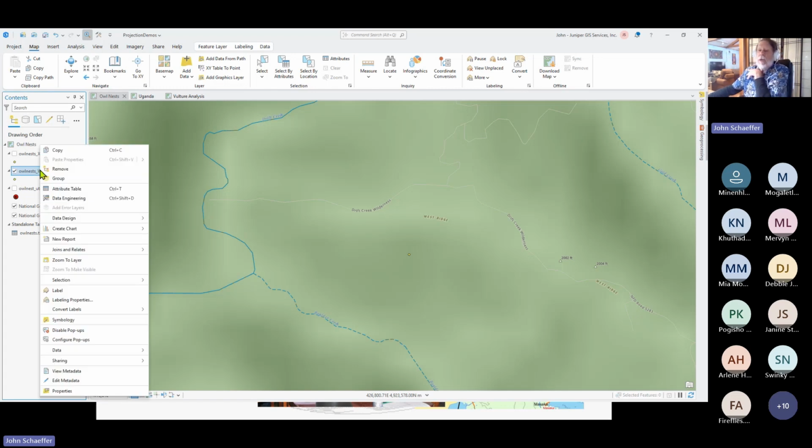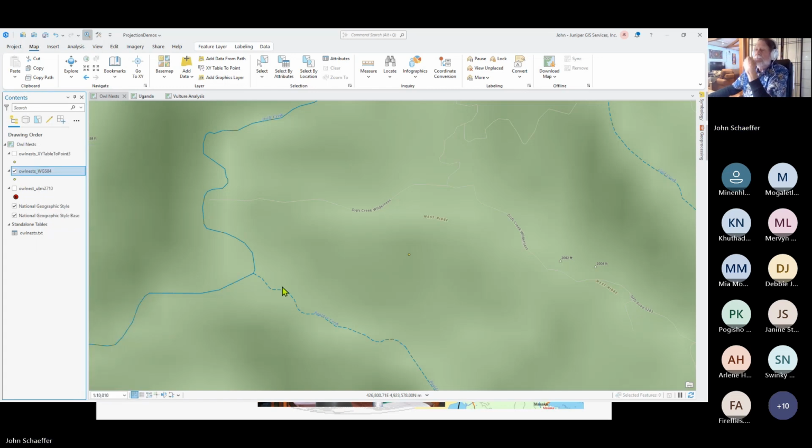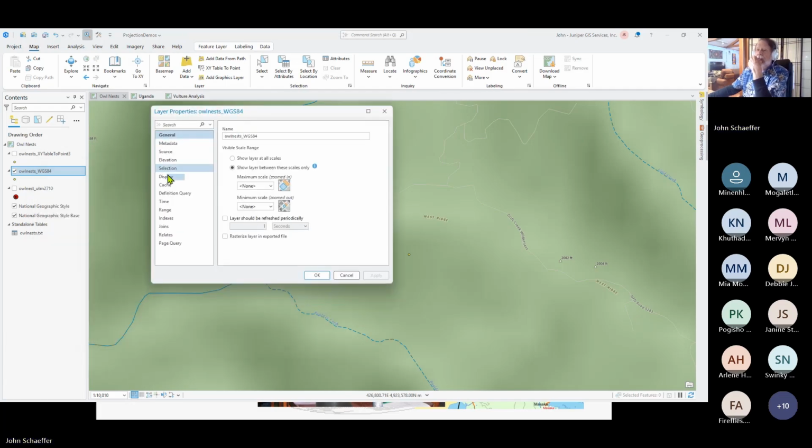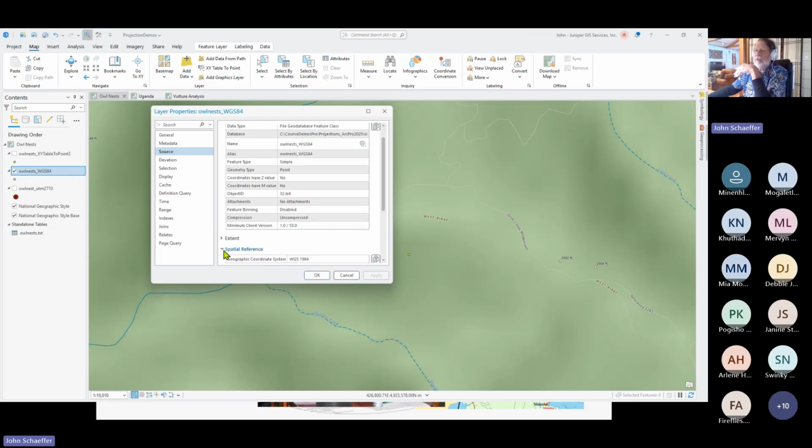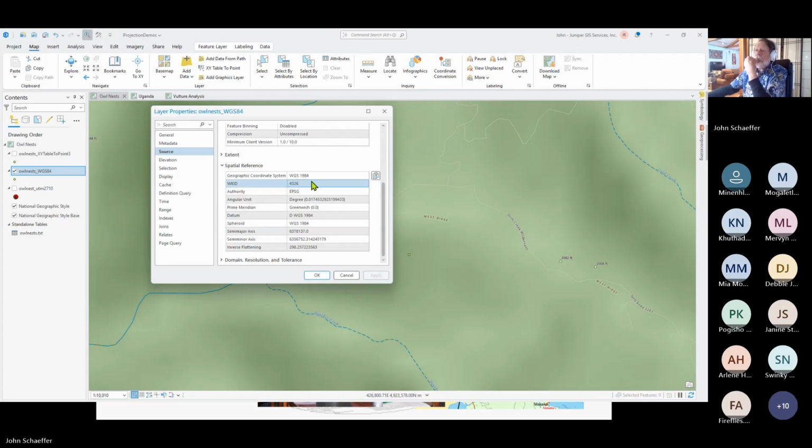Okay, so I'm going to right-click, properties, go to source, coordinate system, or spatial reference coordinate system. And we're in WGS 1984, okay? So even though in the map they're showing up as if they're in UTM NAD27, they are still WGS 84. So I'll say, okay.